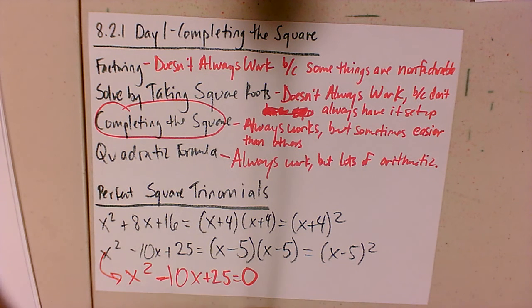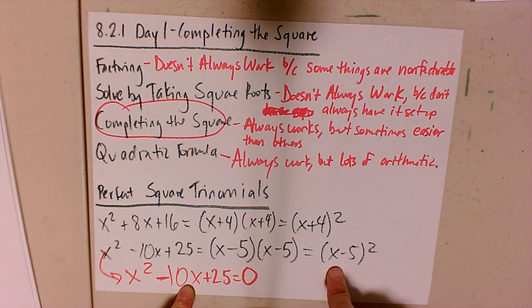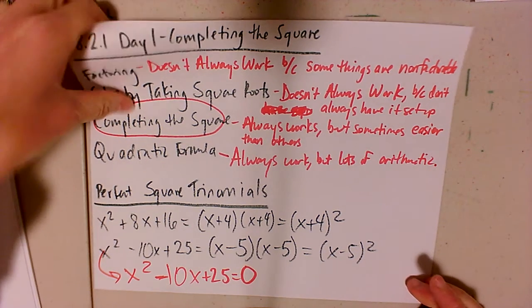But it might not always be like this. Maybe it'll be something different. What we're going to do today is take any equation and force it to be a perfect square trinomial and then solve it that way. So when we're solving by completing the square, we are taking any trinomial and forcing it to be a perfect square trinomial. So let me write that down.